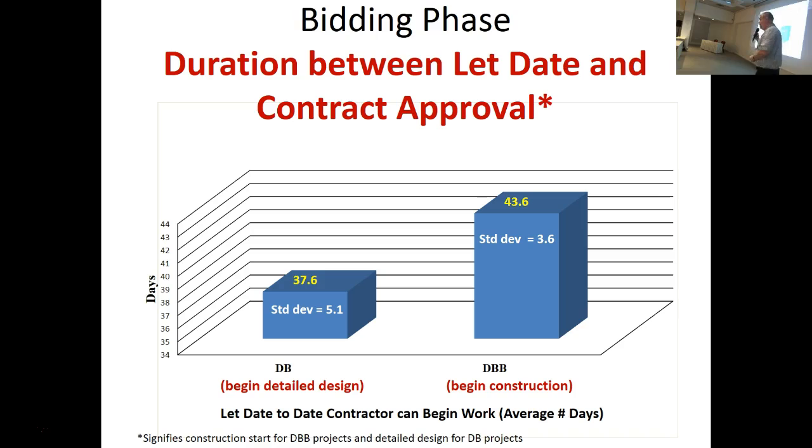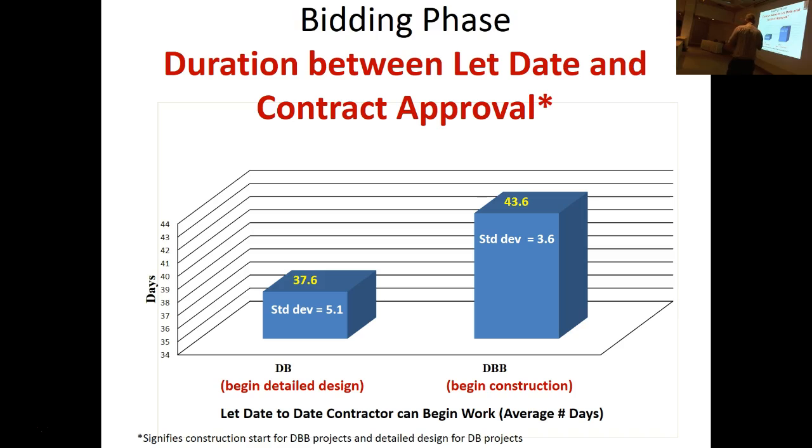So if it's a design build project, what does that mean? That means that the design builder is going to have to finish the design because they basically come in with some concepts for the DOT. The DOT liked that particular contractor, design builder, selected them. Now that they're selected, they have a contract, they've got to finish the design. So they're going into detailed design essentially, right? And then they'll go into construction.